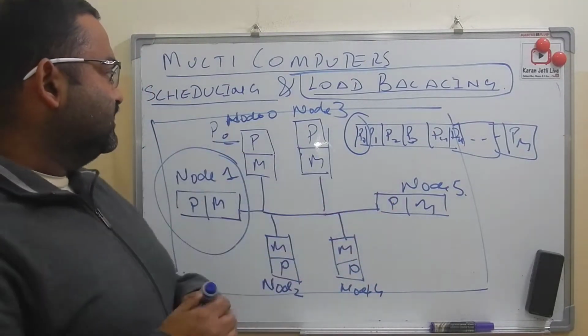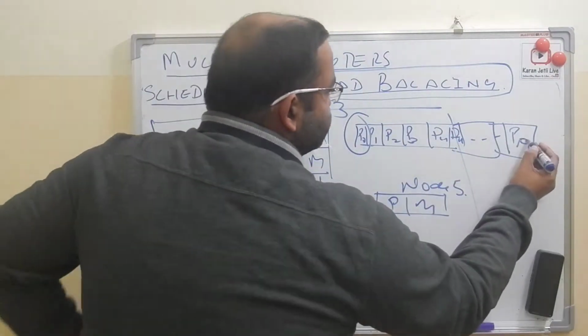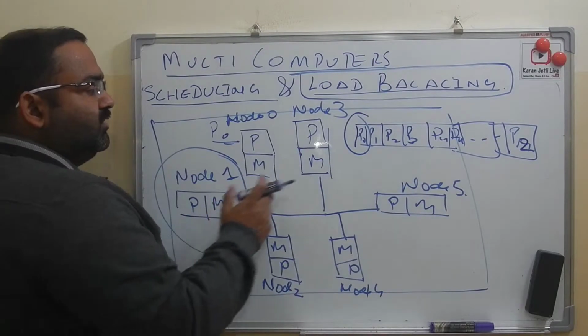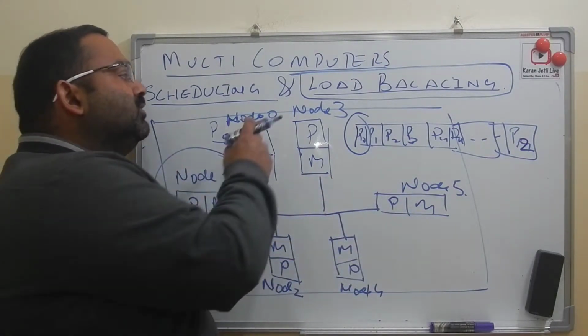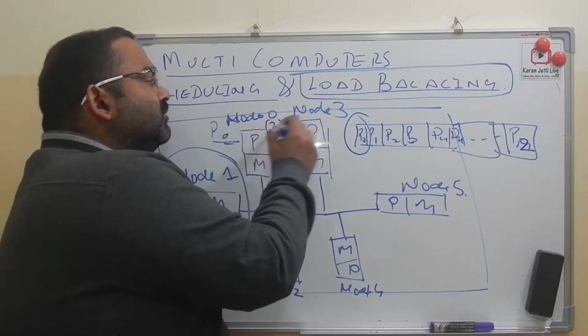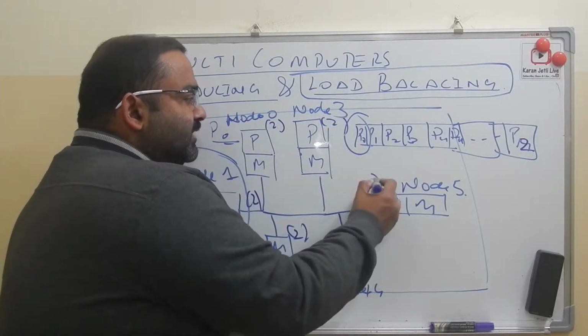For example, in case I have 12 processes, and how many nodes do I have? 1, 2, 3, 4, 5, 6. So what is a balanced load? All the nodes should have 2 processes each, isn't it? So then it will be balanced, okay?